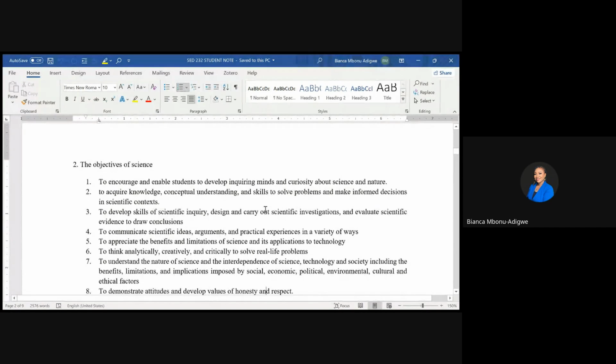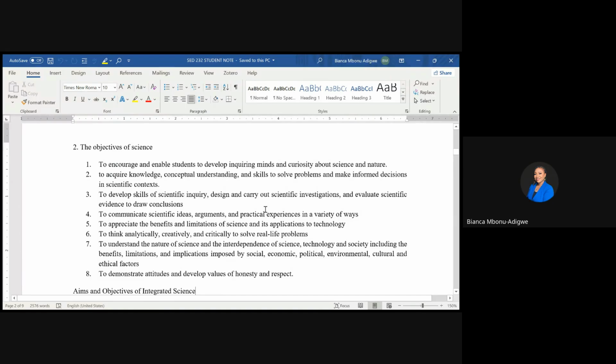I think you did this in 100 level. Objectives of science. I have 8 of them here. Why do we teach science? That's what we mean by objectives. Why do we teach science? To encourage and enable students to develop curiosity, make them want to think, to ask questions, to not take everything the way it comes. That is one of the reasons why we teach science. Encourage and enable students to develop curiosity about science, about nature, about everything.